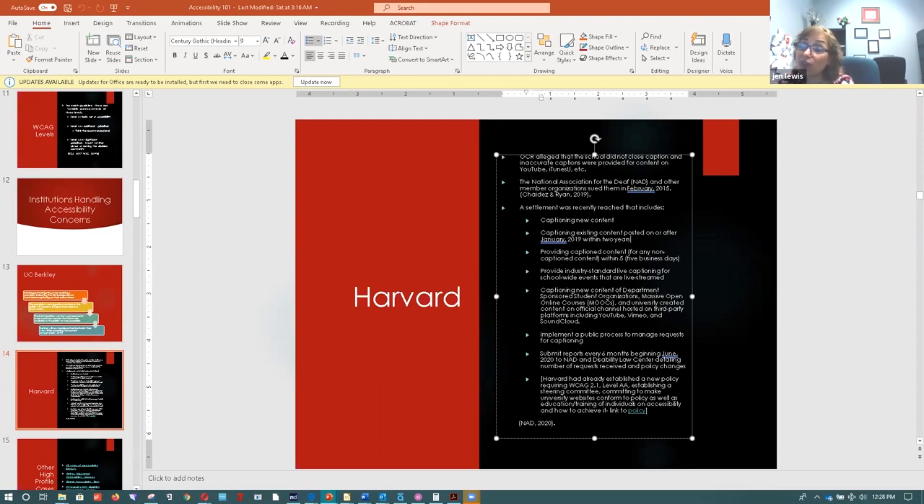And then they also have a system, because they do have content that's not going to be immediately accessible. They have a process for providing captioned content for any non-captioned content within 5 business days.